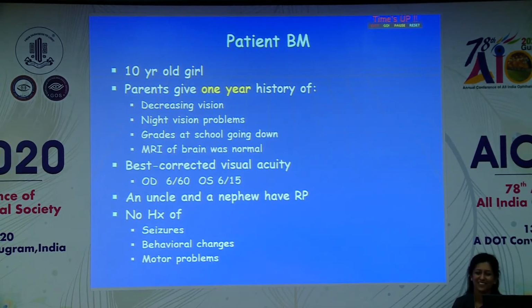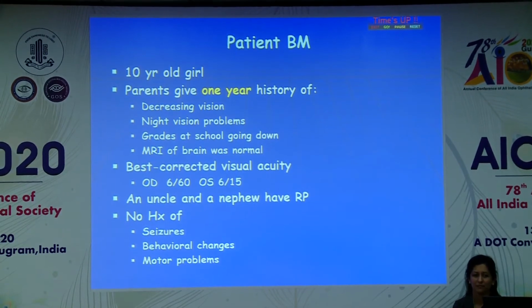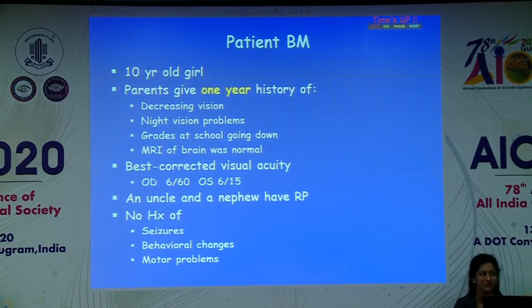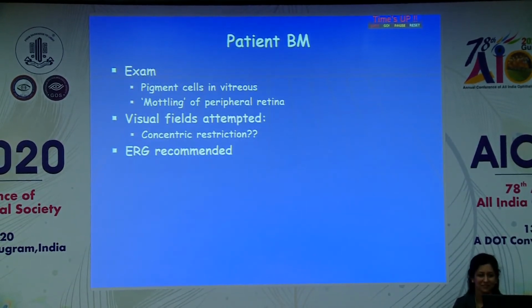The best corrected visual acuity was reduced in both the eyes, much more in the right eye. There was a history of an uncle and a nephew having RP. There was no history of seizures, behavioral change, and motor problems. Examination showed pigmented cells in the vitreous, mottling of peripheral retina, but did not show bone spicule pigments. We tried to attempt visual fields. There was some concentric restriction.